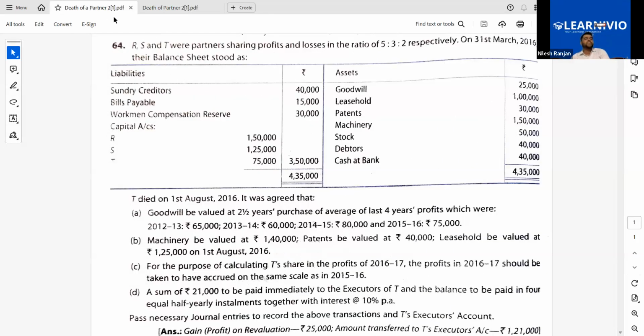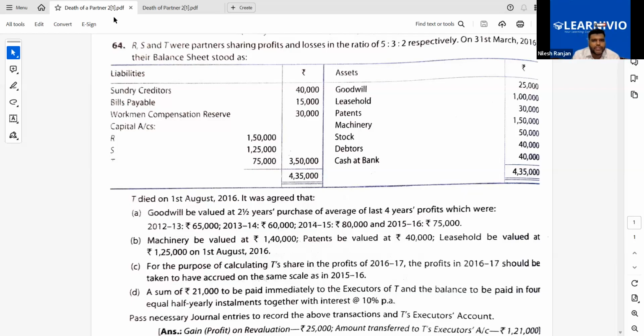Now question number 64, you can see here. R, S, and T were partners sharing profit and losses in the ratio 5:3:2, respectively, on 31st March 2016. Their balance sheet stood as sundry creditors 40,000, bills payable 15,000, workmen compensation reserve 30,000. Capital account of R, S, and T 1,50,000, 1,25,000, and 75,000, so total 350. Goodwill, leasehold, patent, machinery, stock, debtors, cash at bank. So all these items will be adjusted in balance sheet.